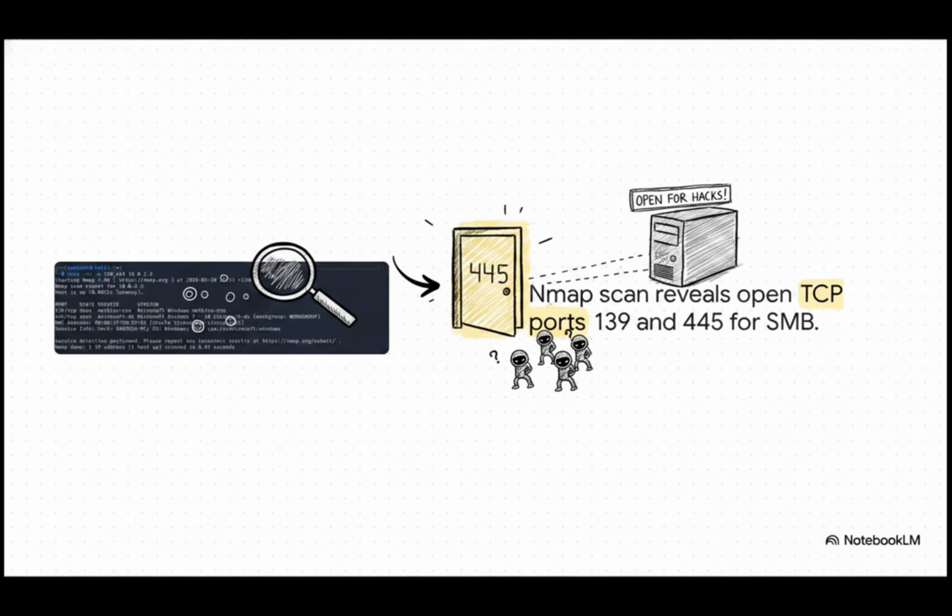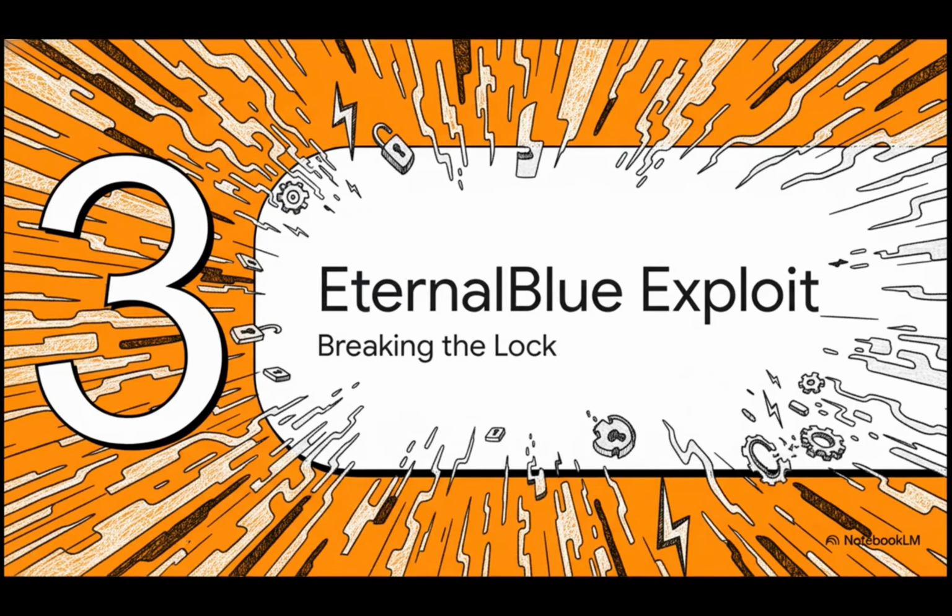Ports 139 and 445 are wide open. Now, in the Windows world, port 445 is absolutely crucial. It's used for SMB, that's Server Message Block, which handles file and printer sharing. But on an unpatched Windows 7 machine, man, an open SMB port is literally like a giant neon sign for hackers. Part 3, the EternalBlue exploit.